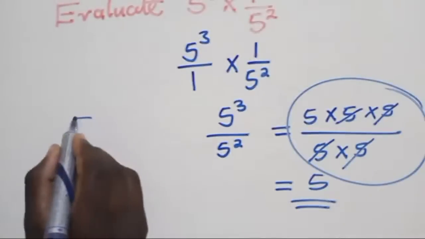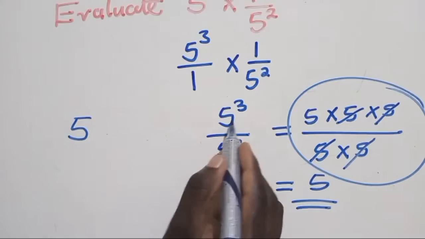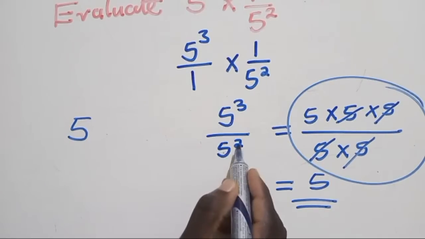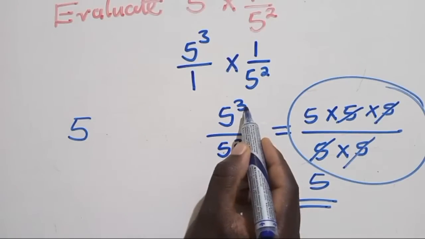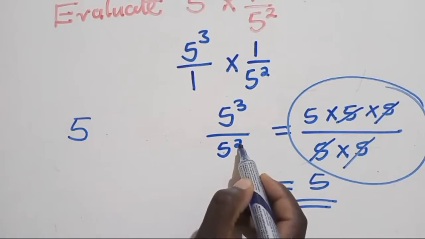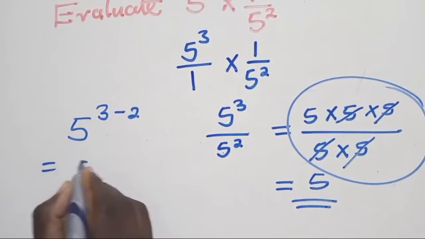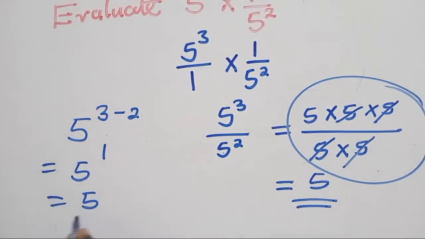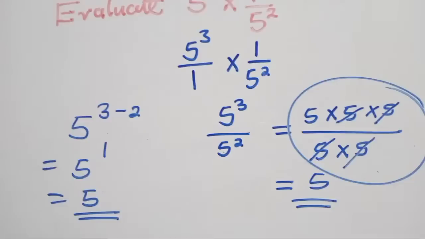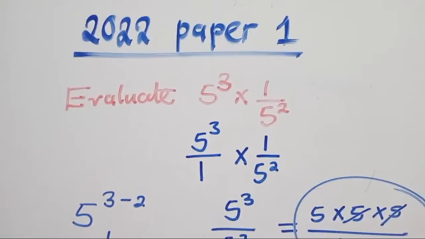If you don't want to do this, you can use the laws of index. We know that when you've got the same base and you're dividing, you just get the power which is on top minus the power that is down. So it will be 3 minus 2, which is giving us 5 power 1. So 5 power 1 is the same as a 5. That's all. I guess you've now gotten the concept right here.